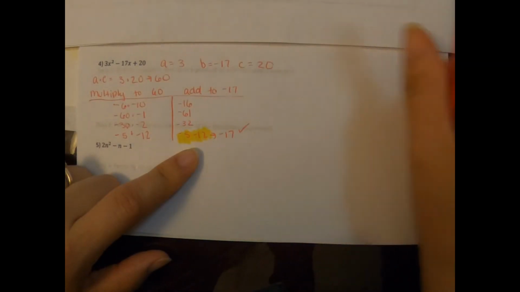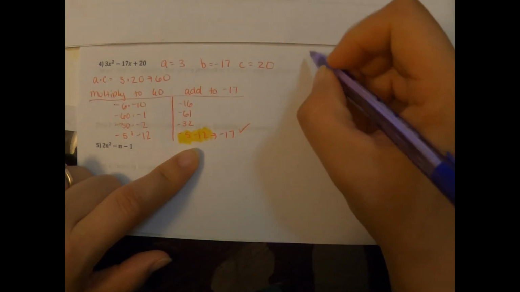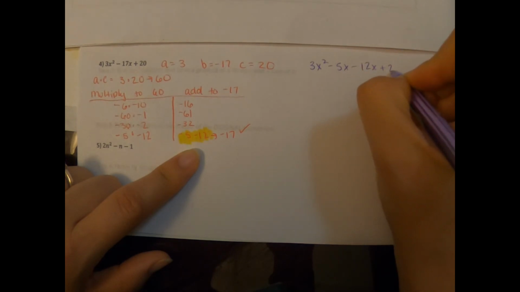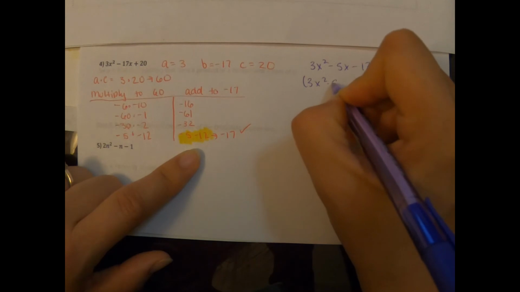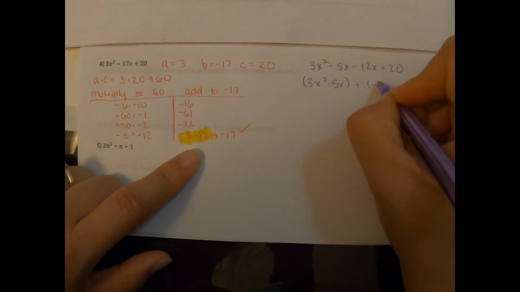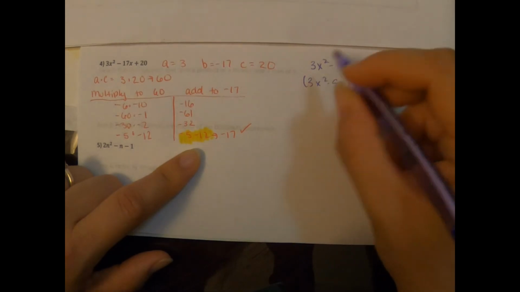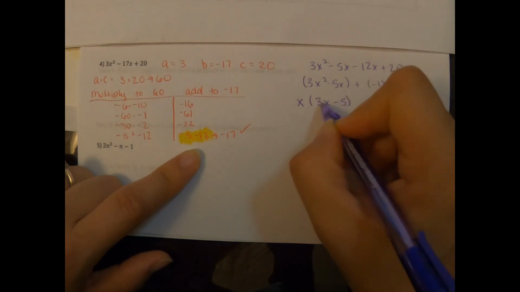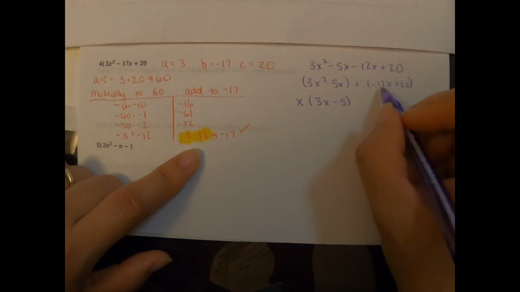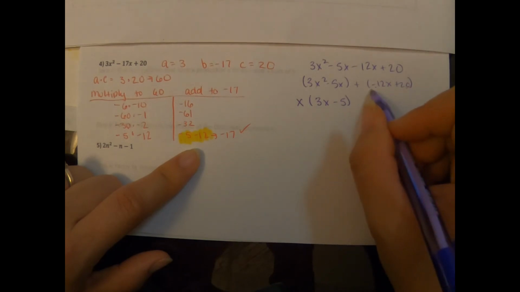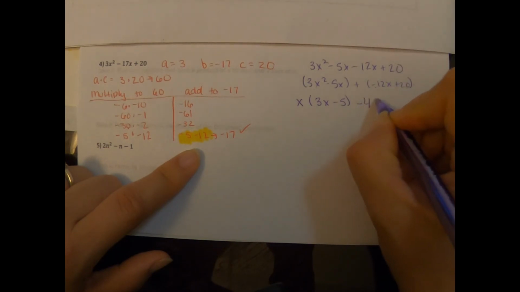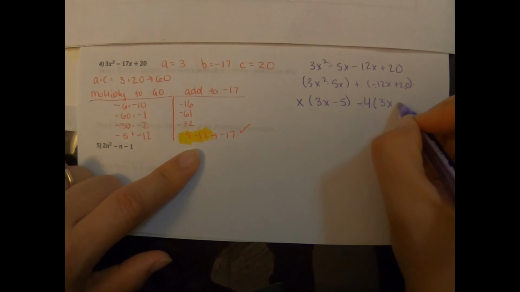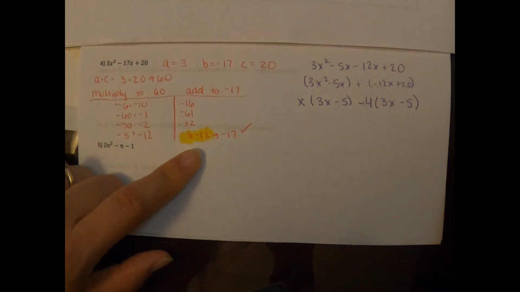I'm going to take my original problem and I'm going to write negative 5 and negative 12 in the middle. And then I'm going to group. And then I'm going to take out a GCF. The only common factor here is x. Taking an x away from both. Here, these both divide by 2. They also divide by 4. I'm going to take a negative 4 out. Negative 12 divided by negative 4 is a positive 3. 20 divided by negative 4, negative 5.